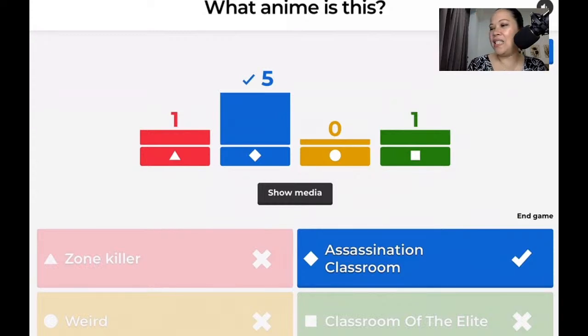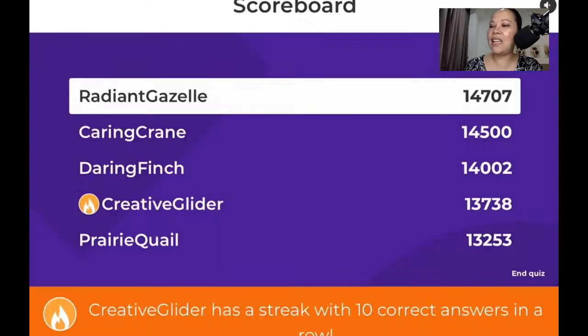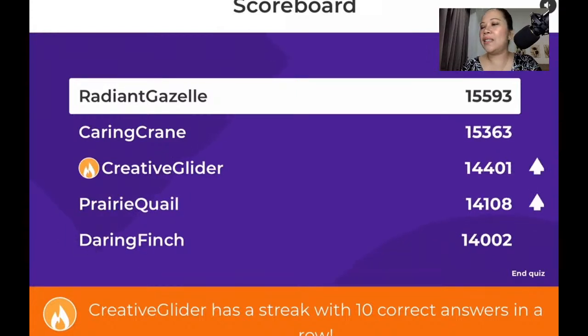Well done. Yes, it is Assassination Classroom. Wow, someone is watching anime. Yes, that's correct. Assassination Classroom. Let's see who is still on the lead. On the lead is still Radiant Gazelle. And then we have Karen Crane and Creative Glider. And Creative Glider, well done for getting a streak of 10 correct answers in a row. Well done. That is right. Okay, let's proceed to the 19th question.